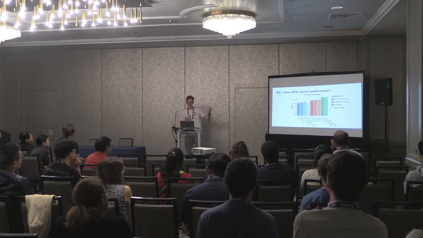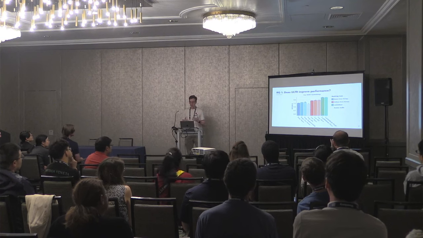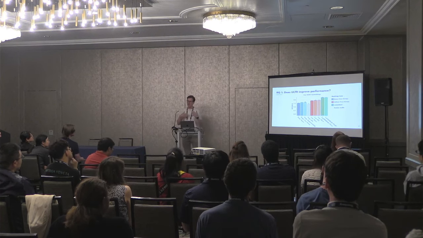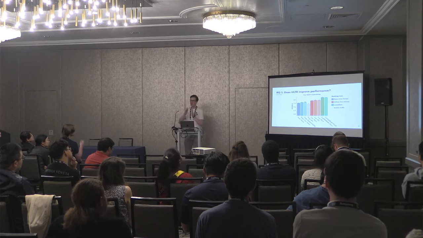And now we can actually look into research question one. So does unbiased learning to rank work? The way you read this chart here is we have different colored groups, which are all different ranking loss functions.